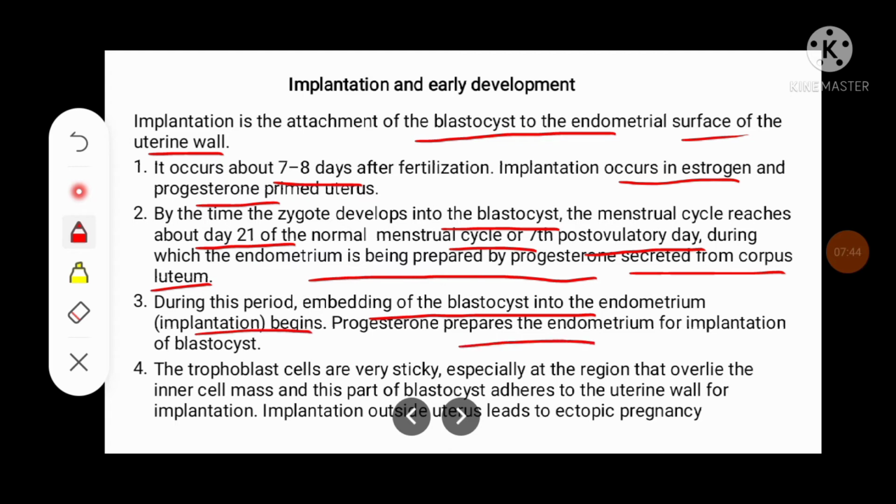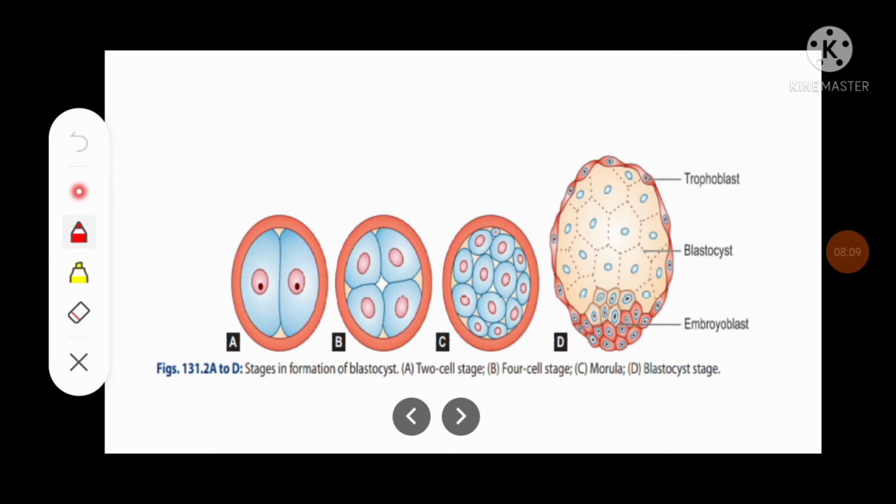The progesterone prepares the endometrium for the implantation of the blastocyst. The trophoblast cells are very sticky, especially at the region that overlies the inner cell mass, and this part of the blastocyst adheres to the uterine wall for implantation. Implantation outside the uterus leads to ectopic pregnancy. So these are the different stages of the blastocyst, that is 2-celled, 4-celled, and this is called the morula, and this is called the blastocyst stage with the trophoblast, blastocele and embryoblast.